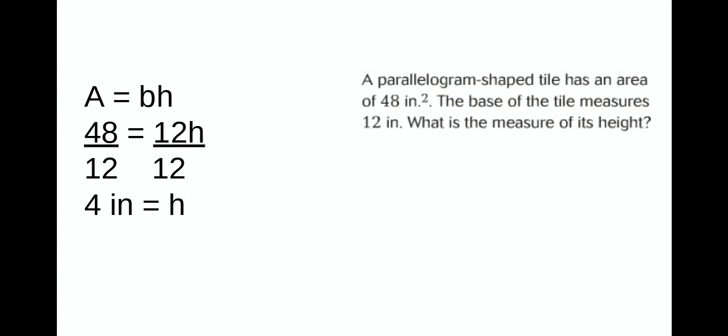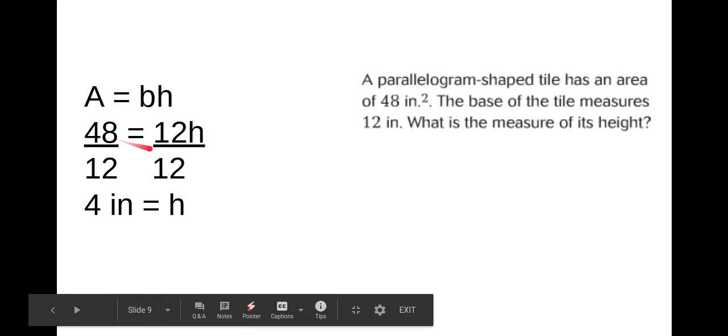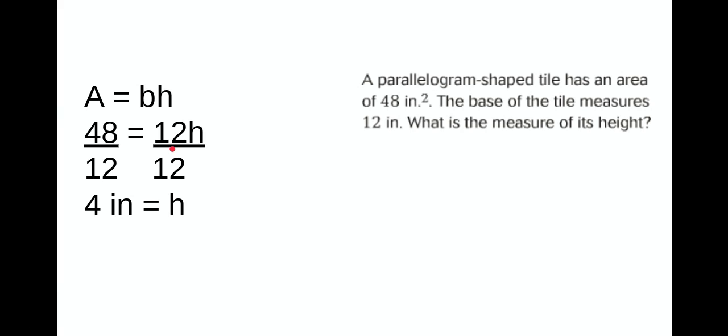And your final one, parallelogram shaped tile. This time it has an area of 48 inches squared and a base of 12 inches. So we need to find that height. So let's substitute the values into the spots where we know we got a 48 in for the area, 12 in for the base. We're going to divide both sides by 12. 48 divided by 12 is 4 inches, and that is your missing height.